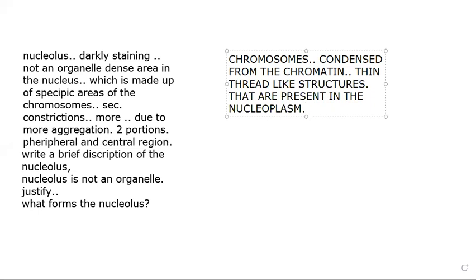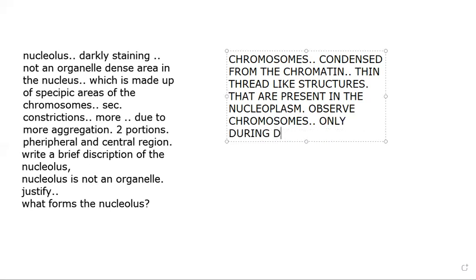Okay? We can observe the chromosomes only during dividing conditions, only during cell division. That cell division can be mitosis or meiosis. Except that, we cannot see the chromosomes. The chromosomes are present in the form of chromatin material.